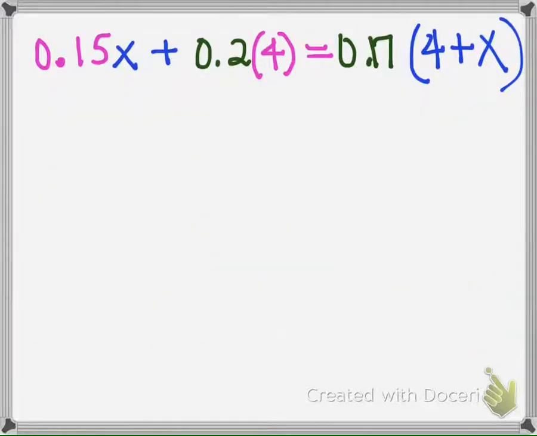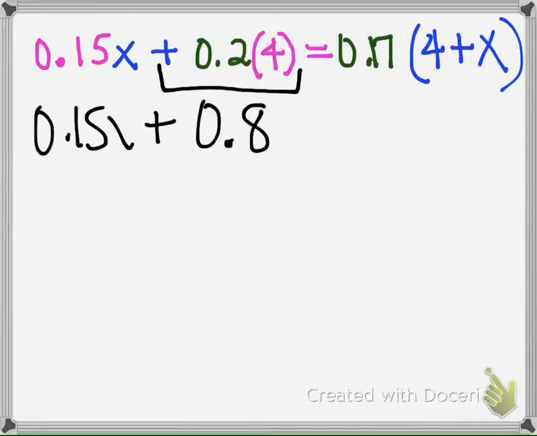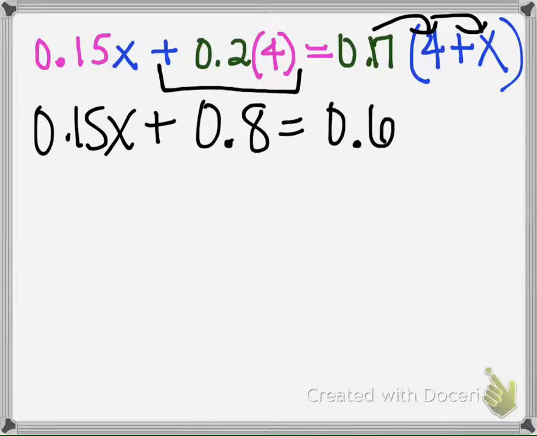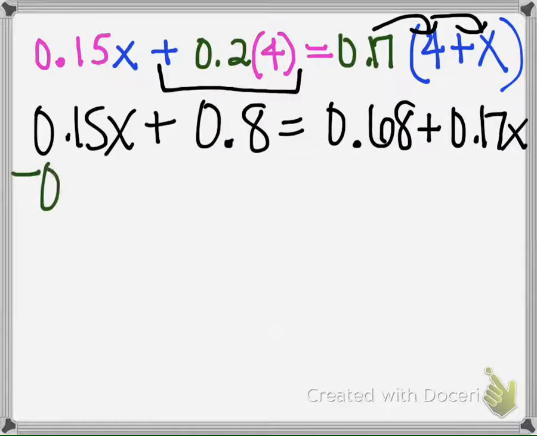Okay, so first thing we're going to simplify so we can multiply here. So 0.2 times 4 is 0.8. And then we're going to use the distributive property over here. So we get 0.68 plus 0.17x. And now we are going to get rid of one of the variables. It does not matter which one. I'm going to get rid of the 0.15x here.